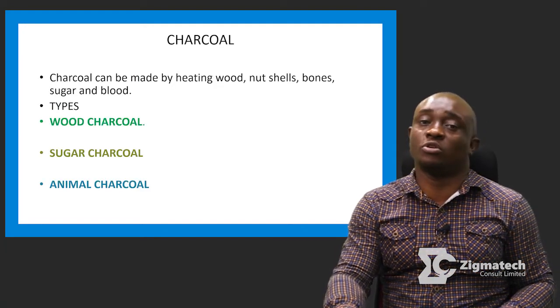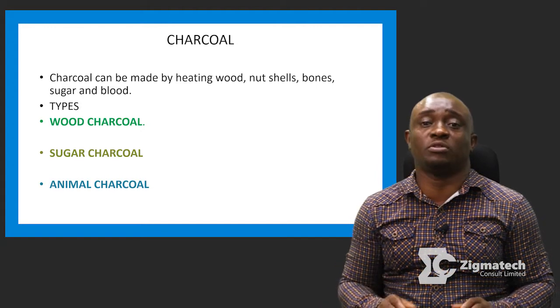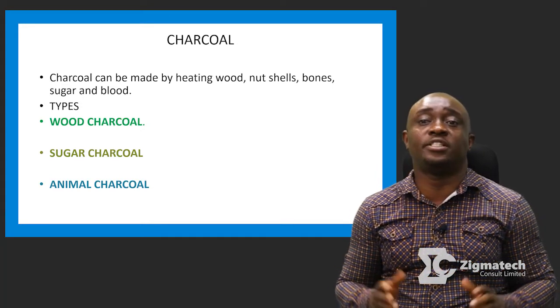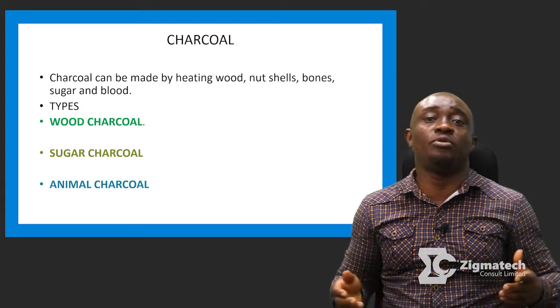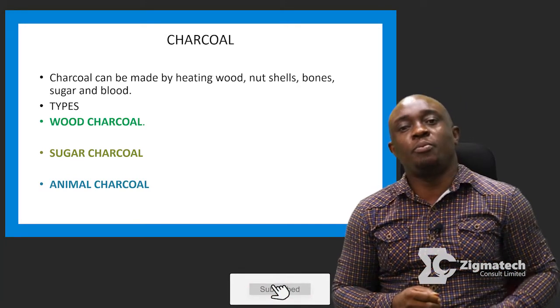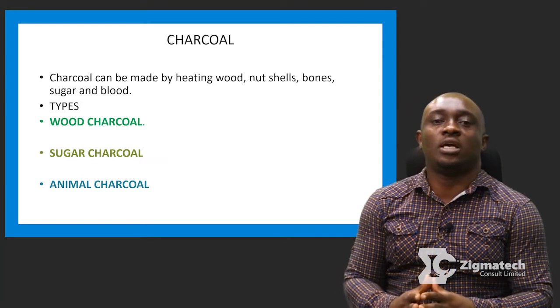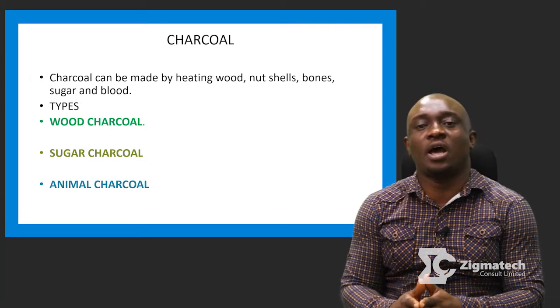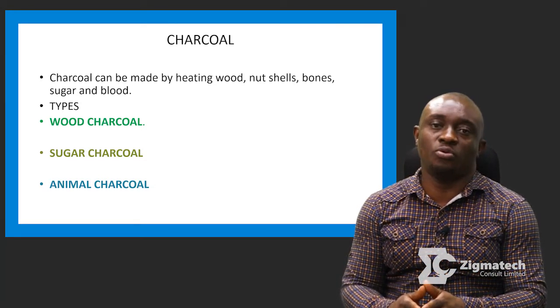Then charcoal is common in our environment, but we have 3 types of charcoal. Charcoal can be made by heating wood, nut shells, bone, sugar, and blood. Number 1 is wood charcoal. Number 2 is sugar charcoal. Then finally we have animal charcoal. So we are going to discuss them one after another.